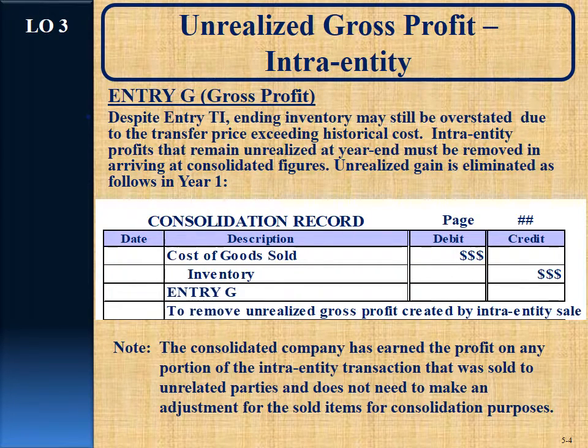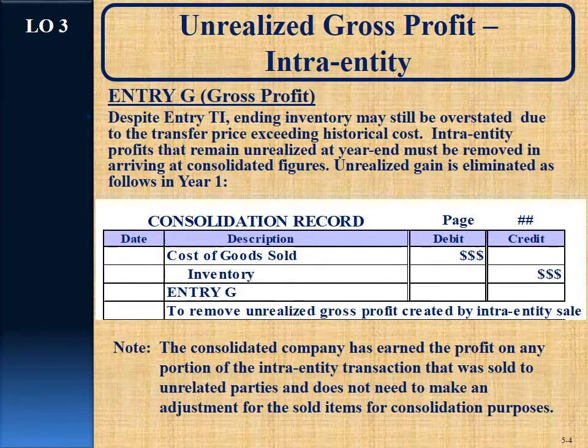So the consolidated company has earned the profit on any portion of the intra-entity transaction that was sold to unrelated parties. We don't include that here. It only makes the adjustment for the part that remains at the end of the year. Now, take a look on page 201. All inventory remains at year end.